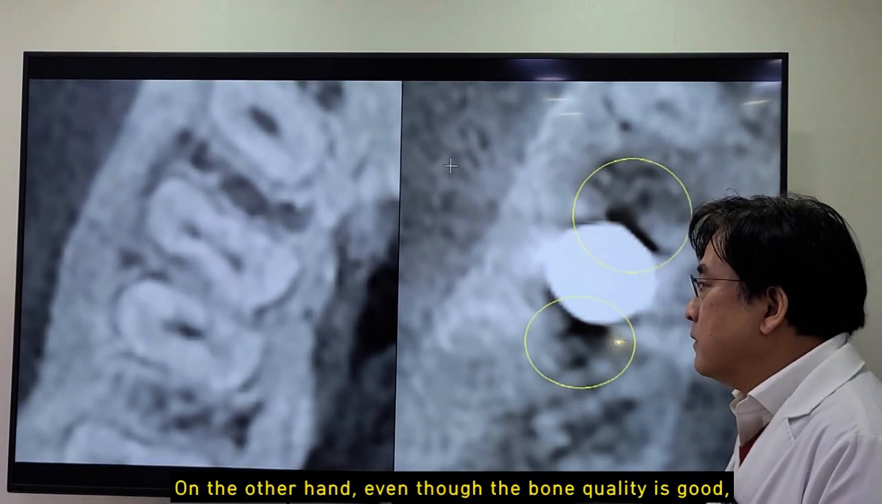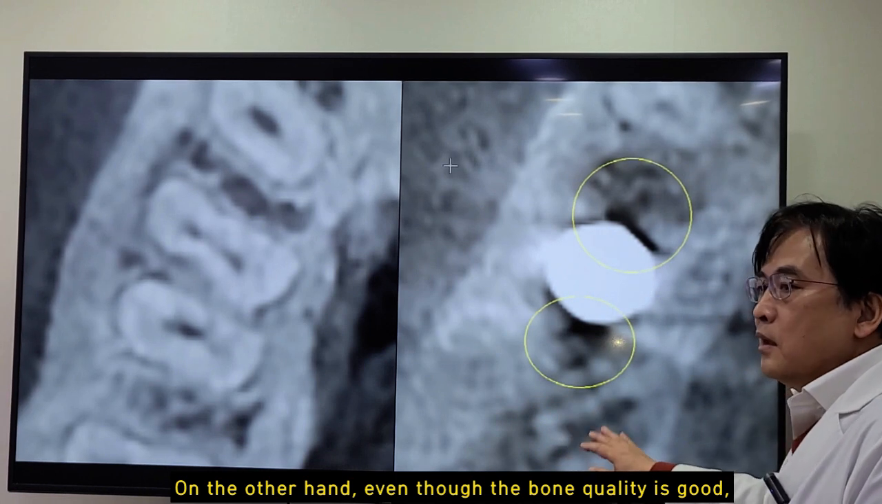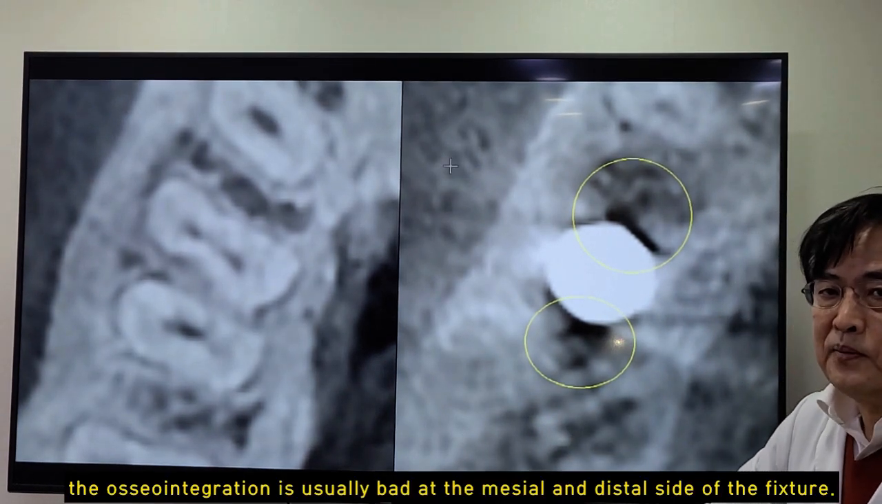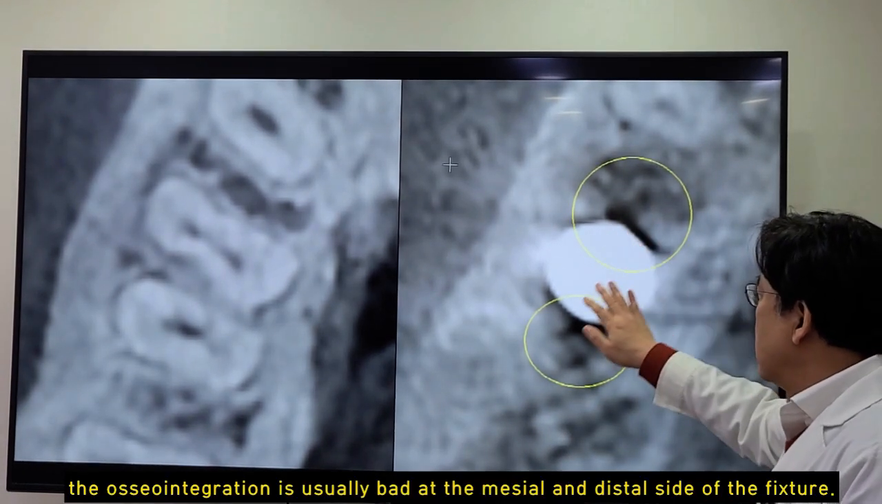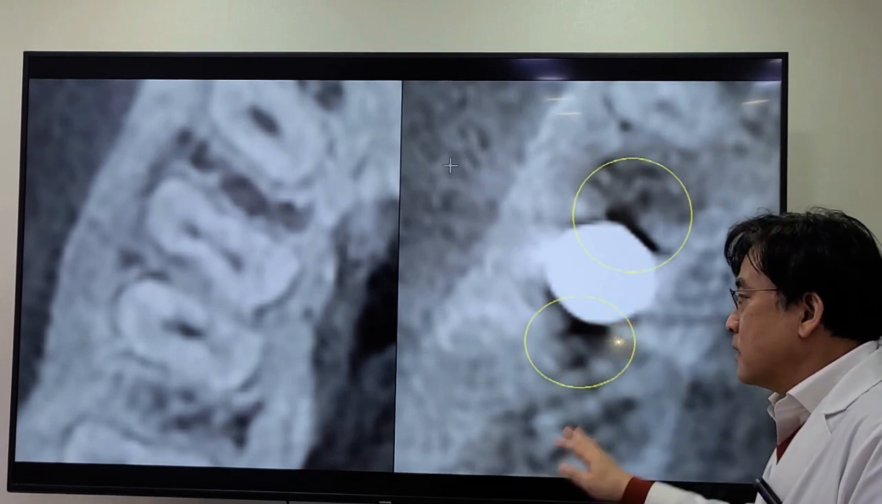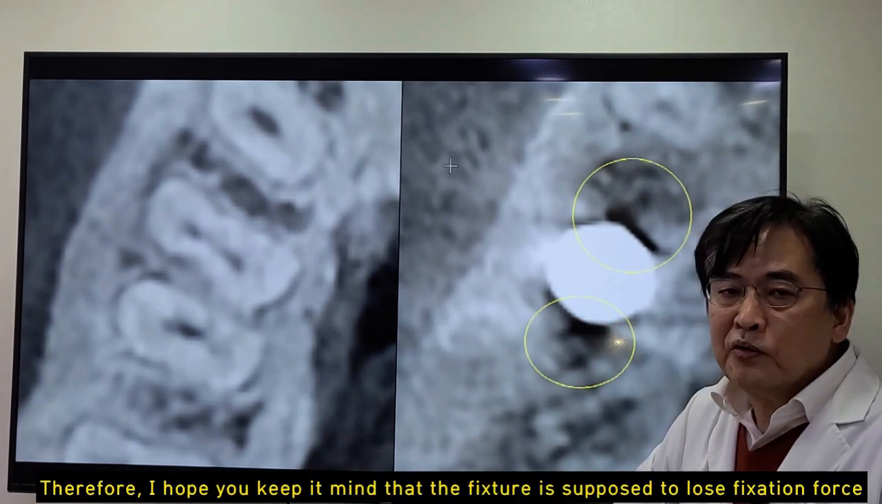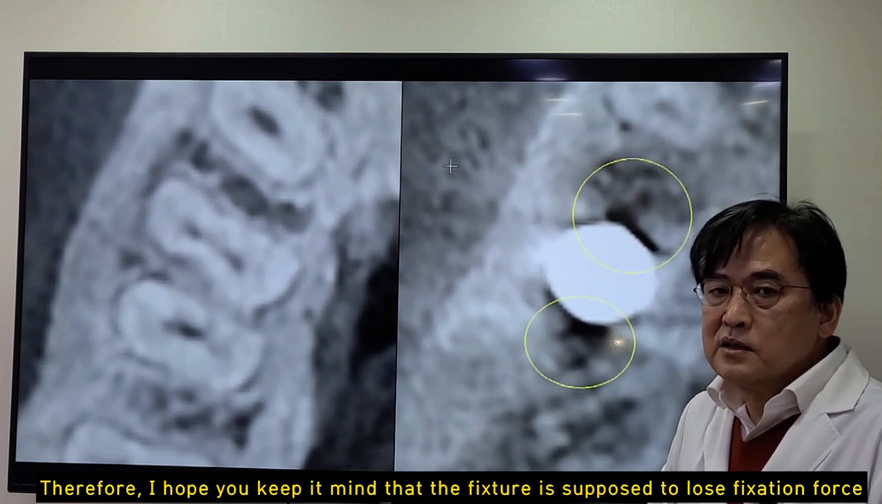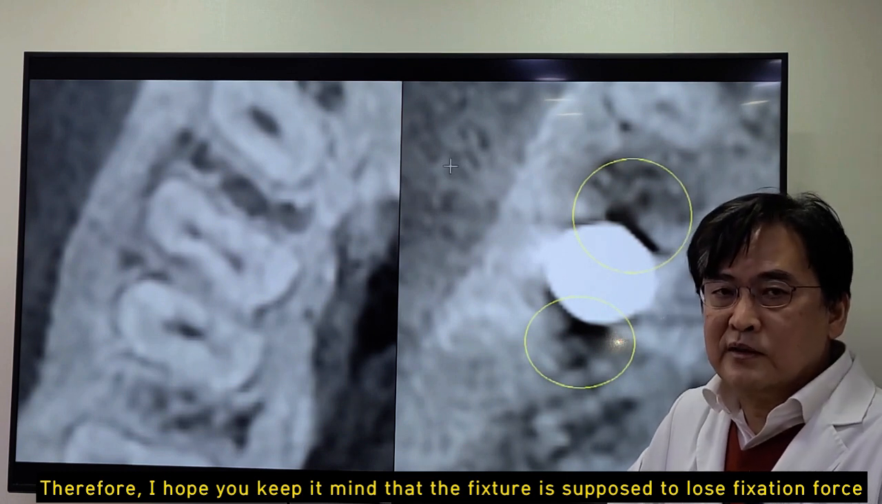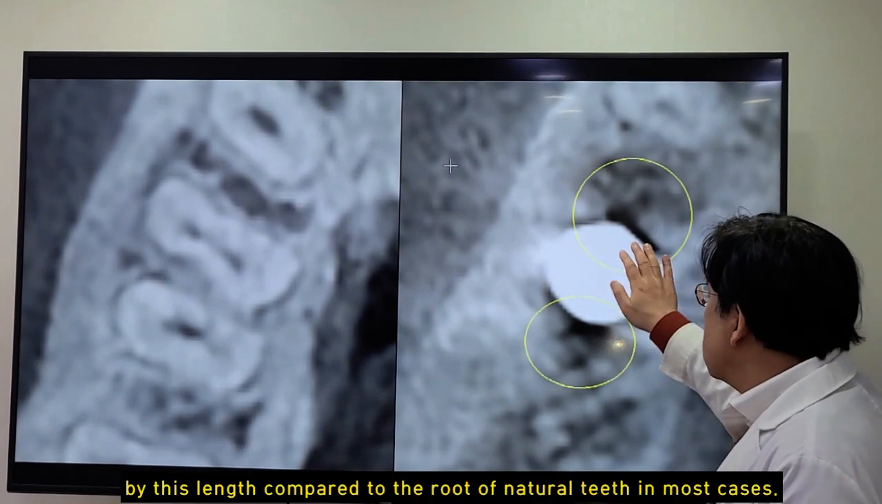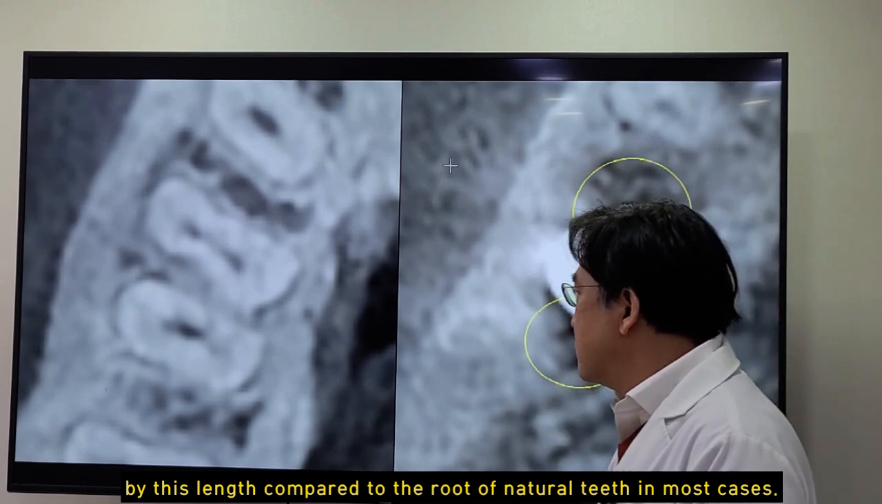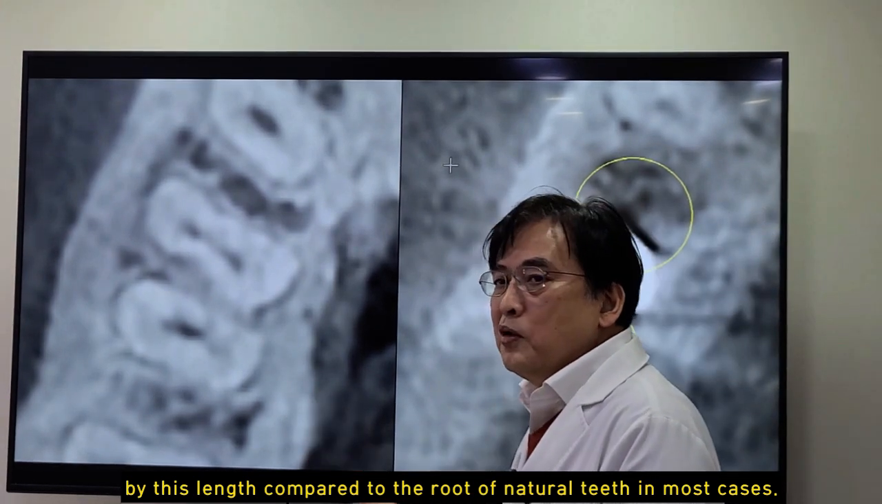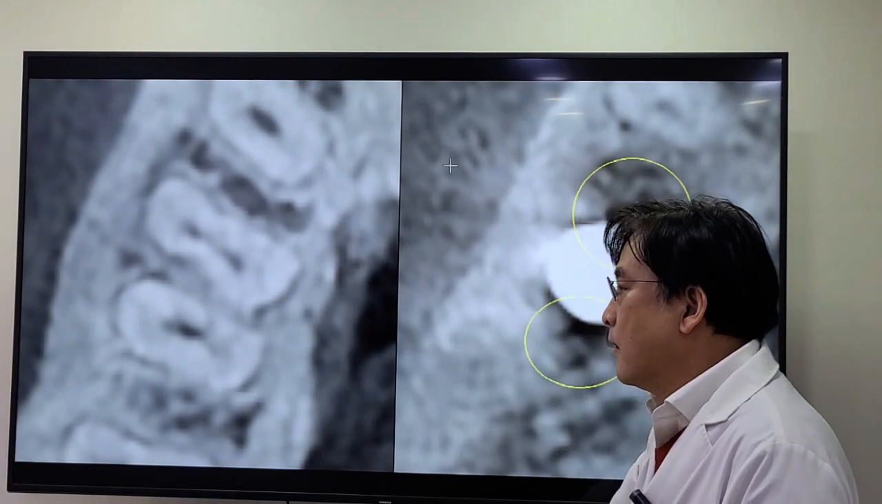On the other hand, even though bone quality is good, the osteointegration is usually bad at the medial and distal side of the fixture. Therefore, I hope you keep in mind the fixture is supposed to lose fixation force by this length compared to the roots of natural teeth in most cases.